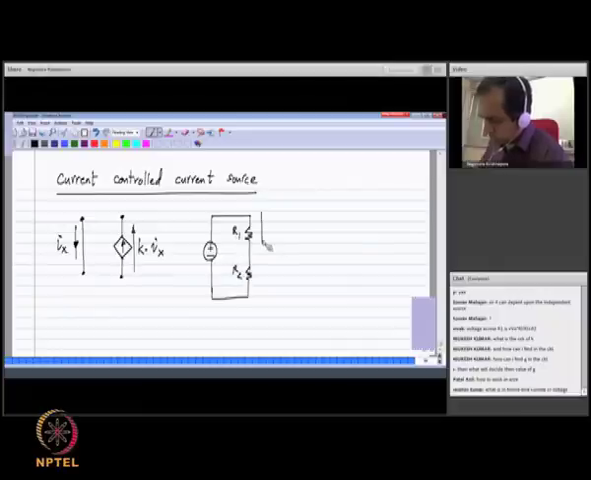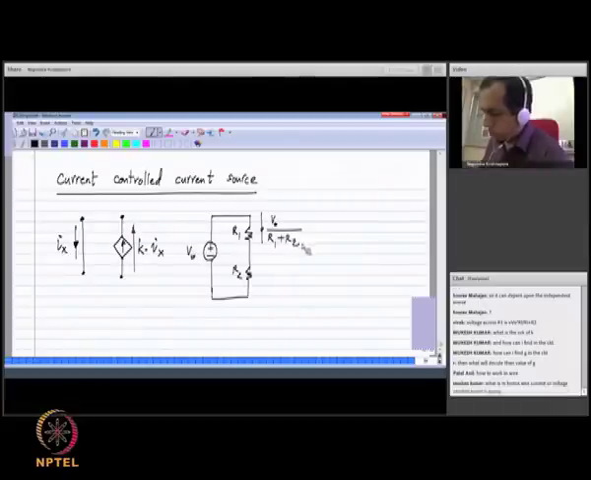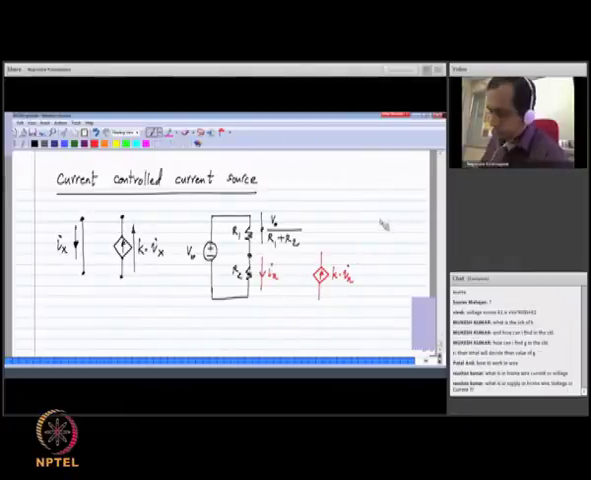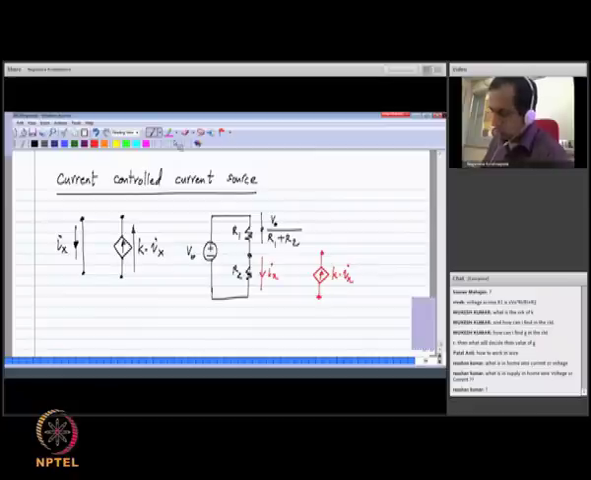I will yet again take my voltage divider example. R1, R2. The current flowing here is V0 divided by R1 plus R2. If this voltage is V0, and let me define a current controlled current source to be K times Ix, where Ix is the current through R2. This is something that I would define. Now, what it means is that this current source here will force a current which is K times V0 by R1 plus R2.